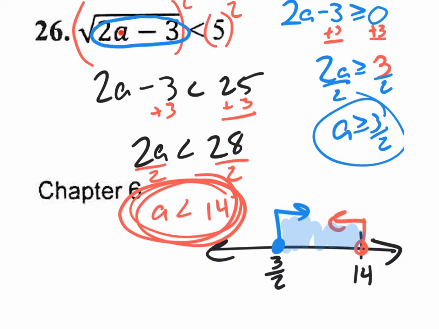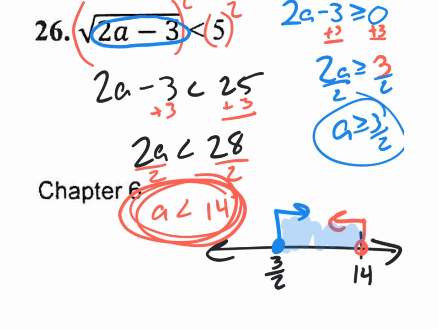If we plug in 7 right here, it's going to be 2 times 7, which is 14. And then 14 take away 3, that's 11. And the square root of 11 is definitely less than the square root of 16, right? The square root of 11 is about 3 point something. So 3 point something is definitely less than 5. So we see that that does work.